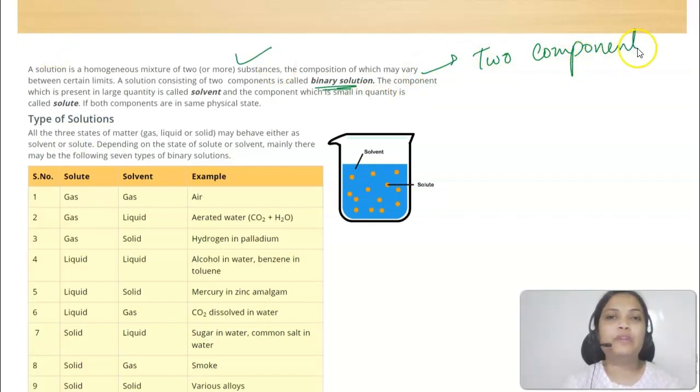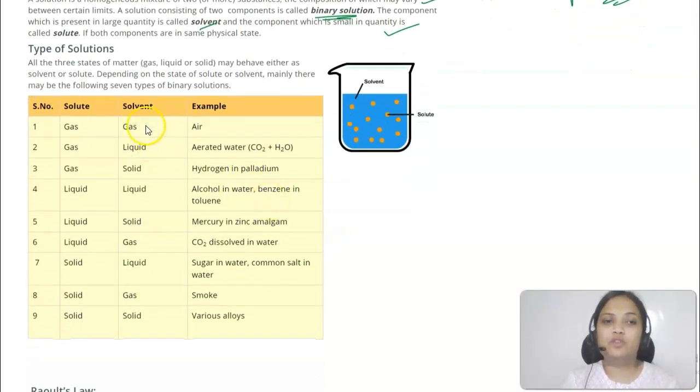So the two components that we have are solute and solvent. Usually we say the one that is present in large quantity is the solvent and the ones in a small quantity are the solute. Okay. So then if we talk about the types of solutions, we have different types of solution based on the physical state of the solute and the solvent.